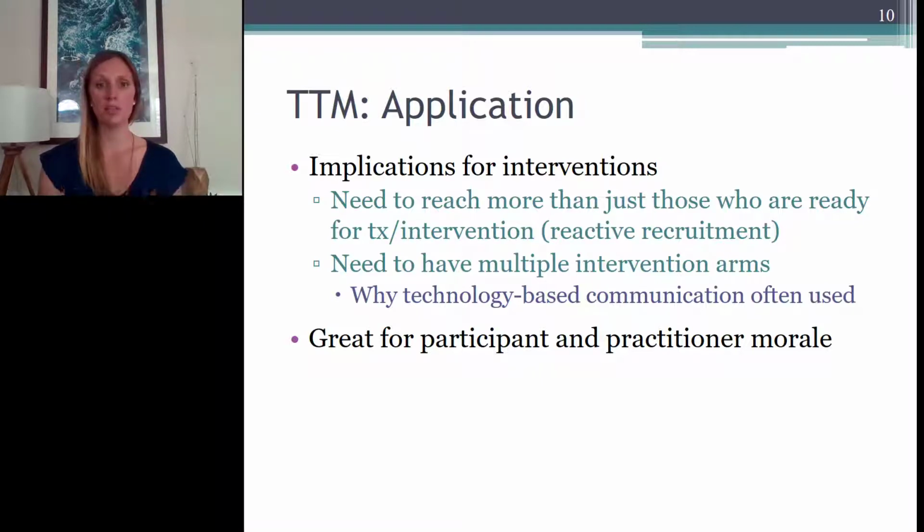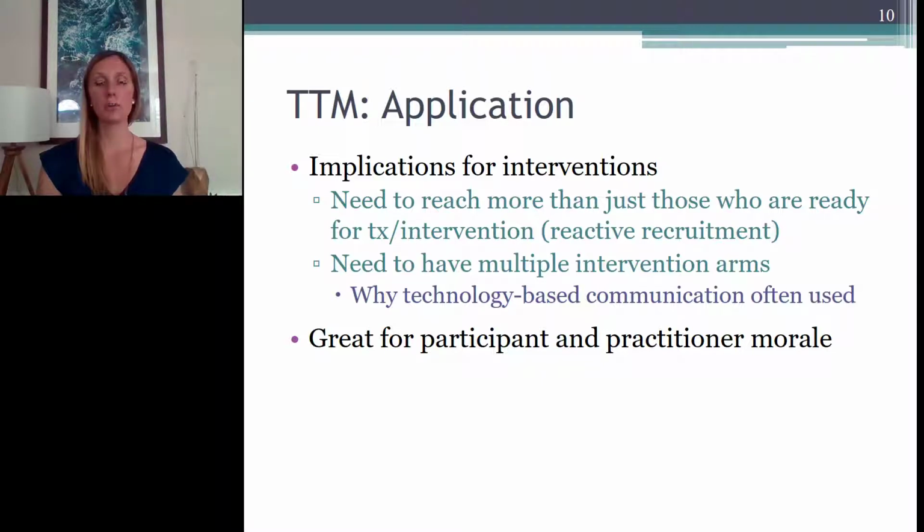Whereas if you were meeting in person with somebody, and especially if you were meeting with a large group of people and they all had different answers to that question, it's much easier to use technology to instantly give the person a tailored intervention than it is in person, although it's not impossible to do that in person.